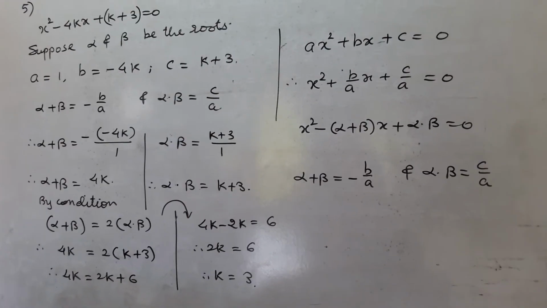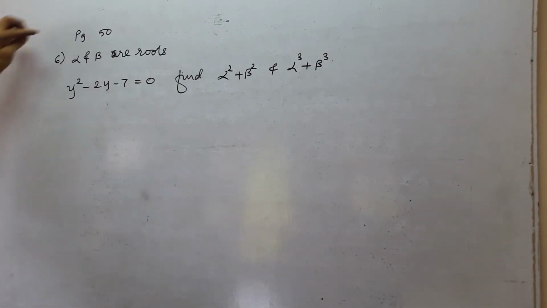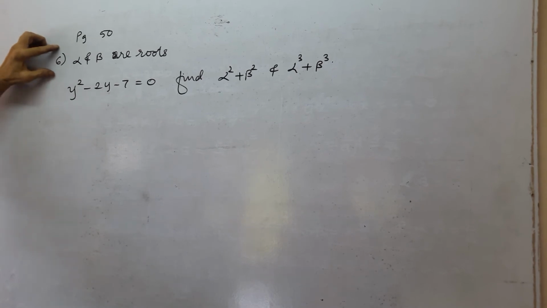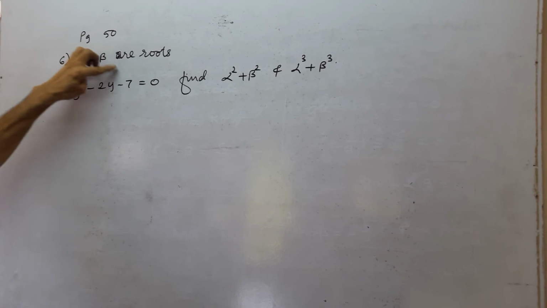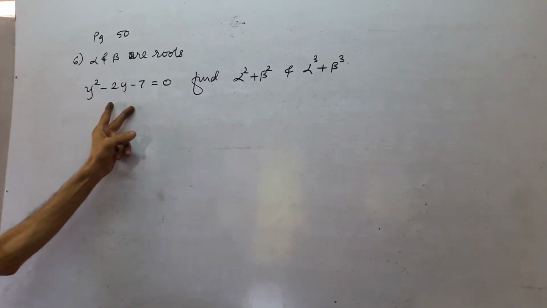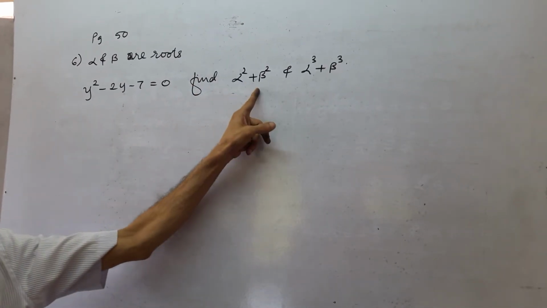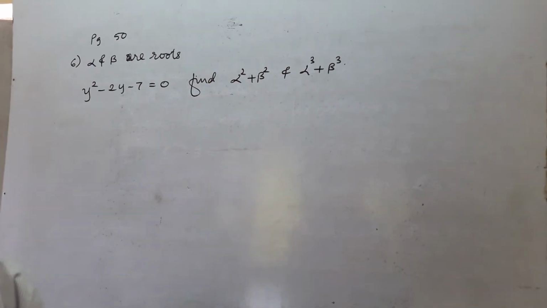We get the value of k. So, page 50. Let us take the sixth sum. In the sixth sum, they are given that alpha and beta are the roots of this equation. Then we have to find alpha square plus beta square and alpha cube plus beta cube.